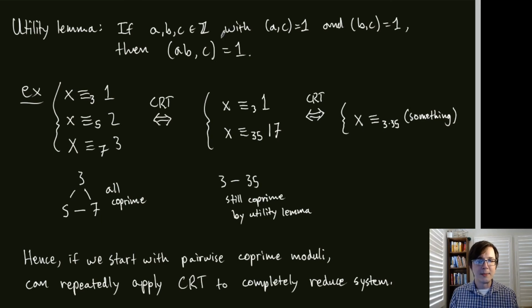And by this utility lemma, we don't even need to calculate anything. We just know that 35 is coprime to 3. And then that means the Chinese Remainder Theorem applies. And so modulo 3 times 35, we get X is congruent to something. I didn't calculate what it was, but rest assured it is congruent to something by that theorem, if only we went through the effort to calculate it. Okay, so yeah, that's what the Chinese Remainder Theorem lets us do. It lets us solve these systems so long as all the moduli are coprime to each other.